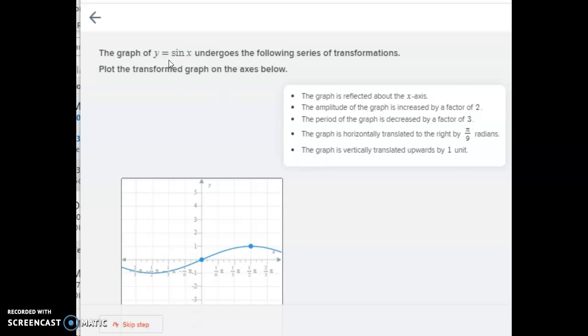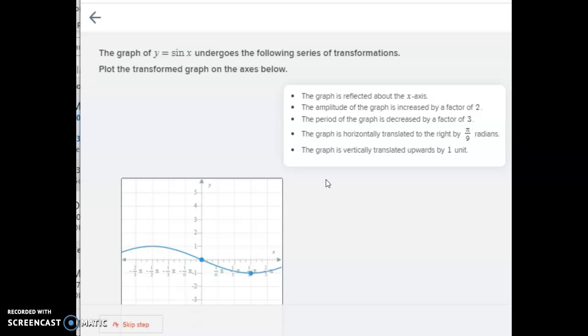All right, so the first problem, the graph of y equals sine x undergoes these transformations. And we have two control points on the graph here that we can move around to make this match the transformations that are required. The first one says the graph is reflected about the x-axis. So we're just going to do a mirror reflection and take this point and drag it down to its matching point on the other side of the x-axis.